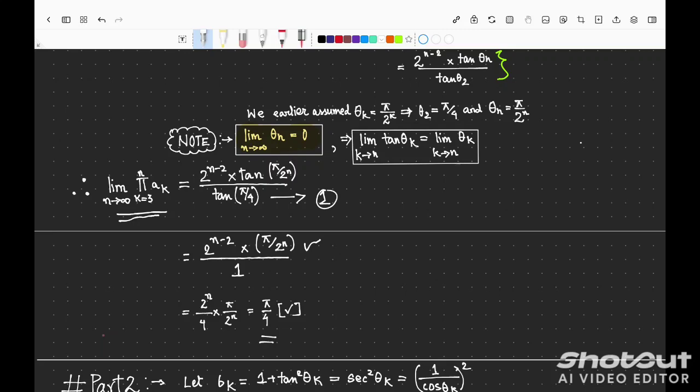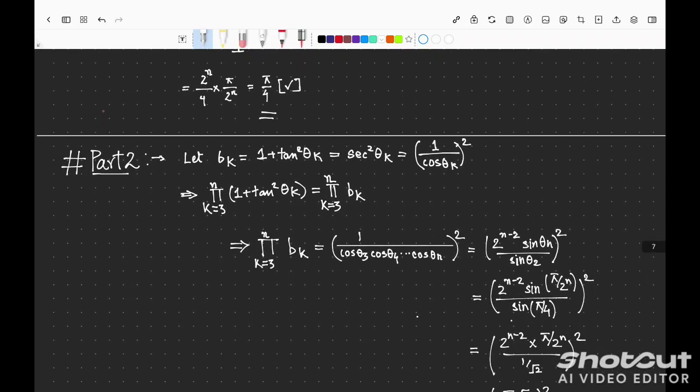Now this was a pretty amazing thing, right? We simplified a huge expression by breaking it down into two parts. Now for the second part, let us assume that the terms are denoted by b_k, right? And b_k is equal to nothing but 1 plus tan squared theta k. So 1 plus tan squared theta is equal to secant squared theta. We all know this. And sec theta is equal to 1 by cos theta. So I have just written the value of the product of b_k in terms of cos theta, right?